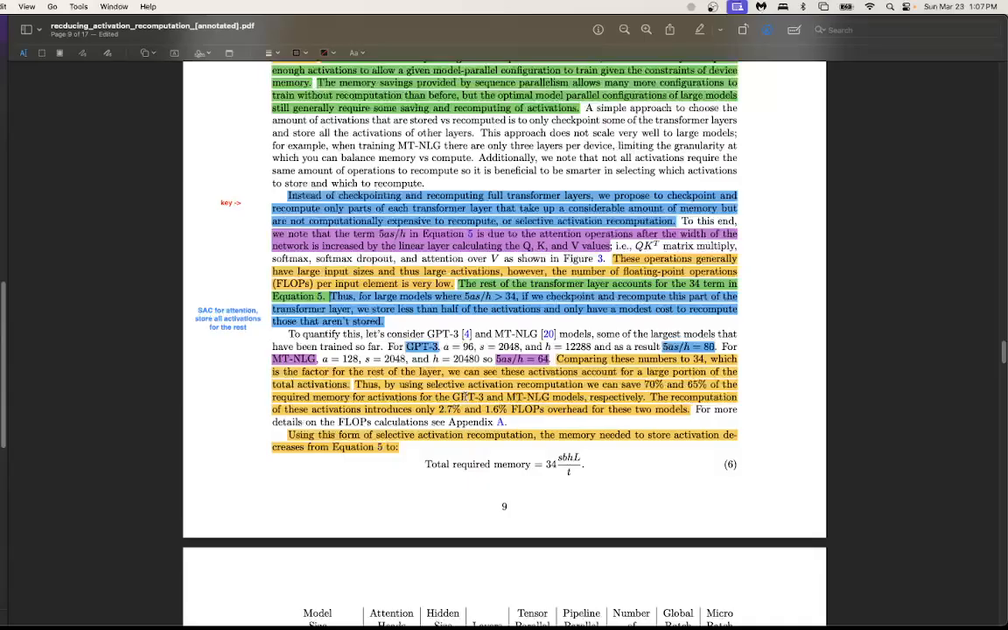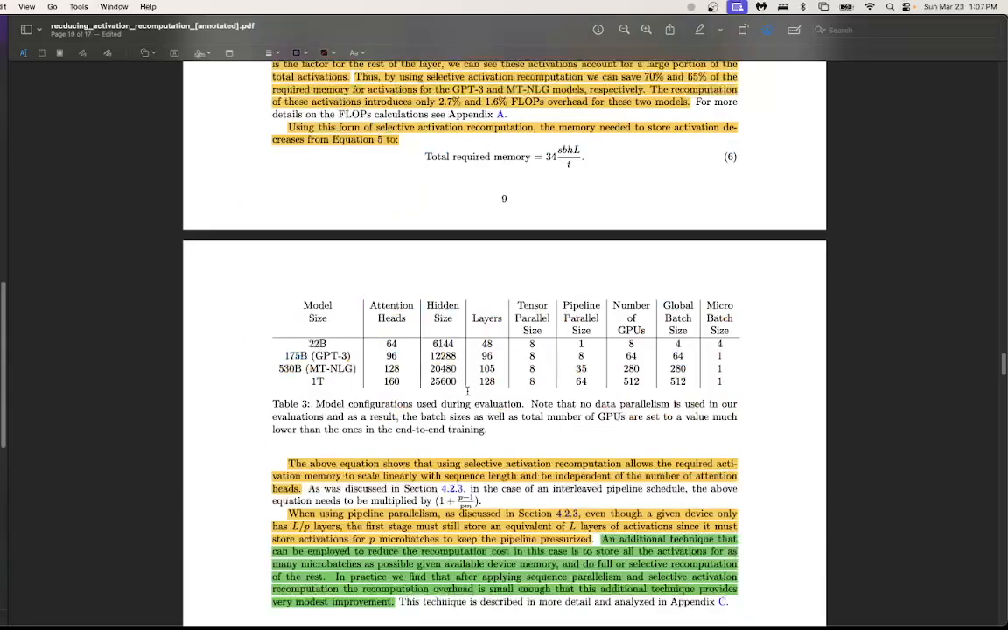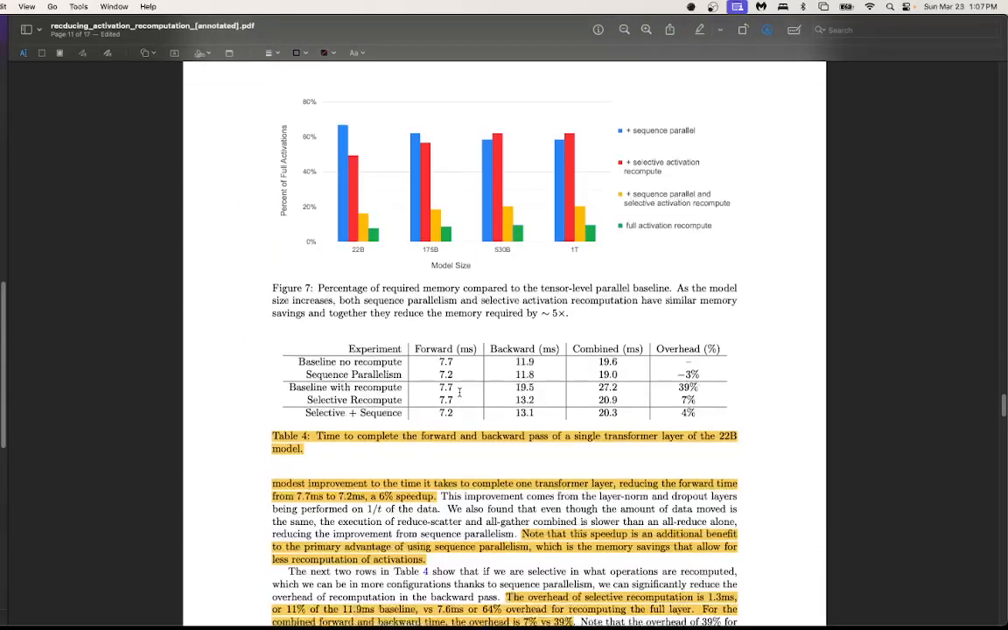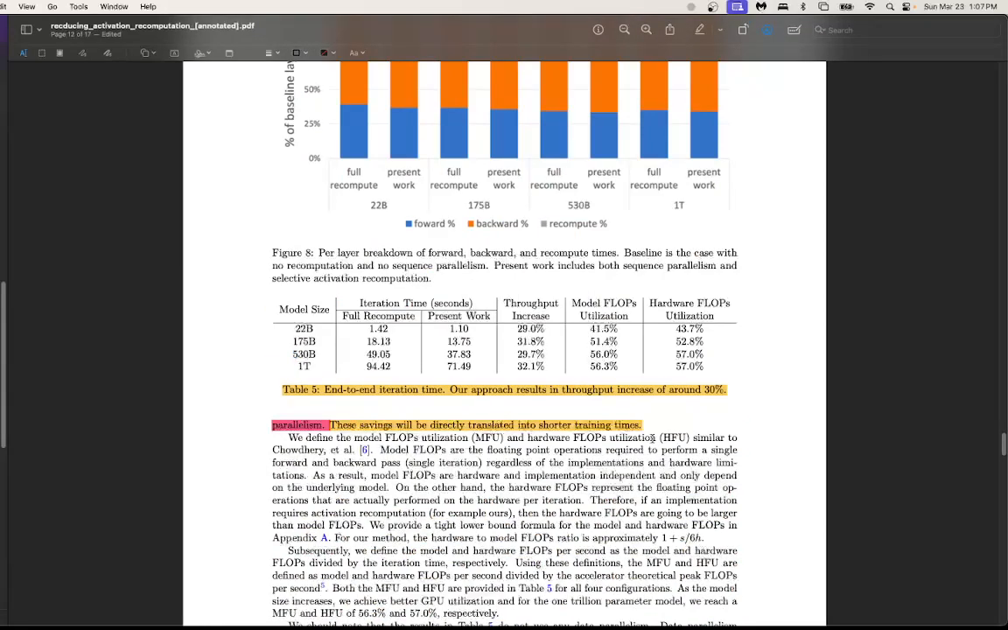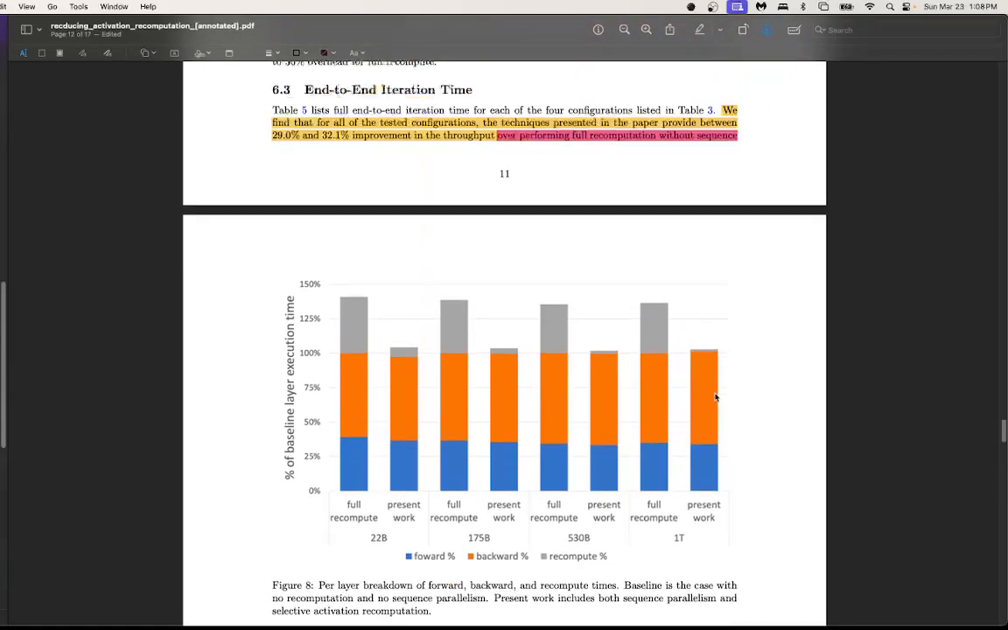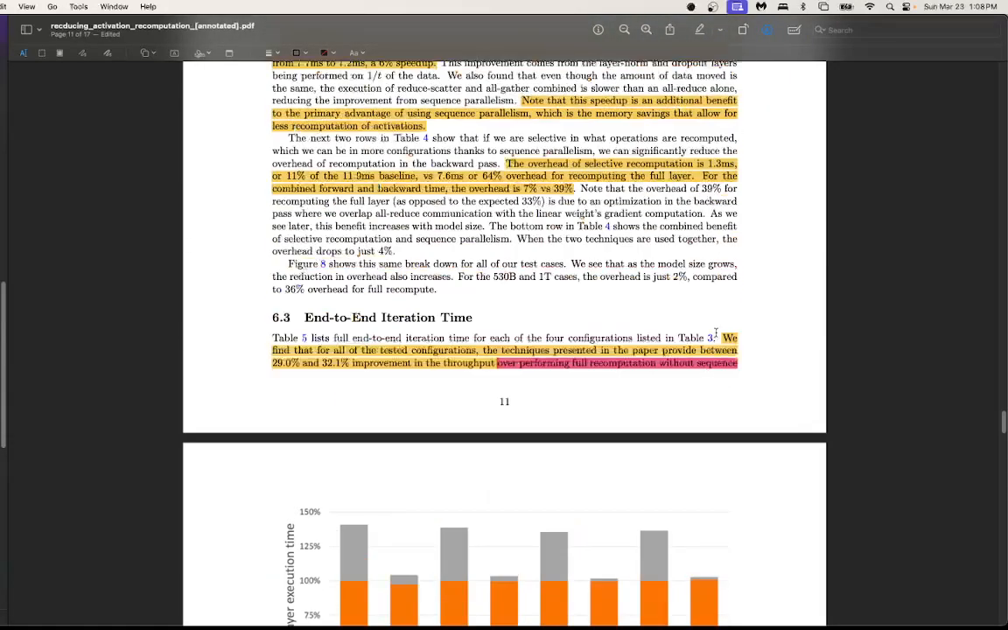And with the selective recomputation, even the training throughput was higher, right? By 3%. The throughput was higher by 30%. Yeah, 40%. Okay, but again, the 30% is compared to full recomputation. Yeah, different baselines. So it's still slightly slower than if you didn't recompute anything.